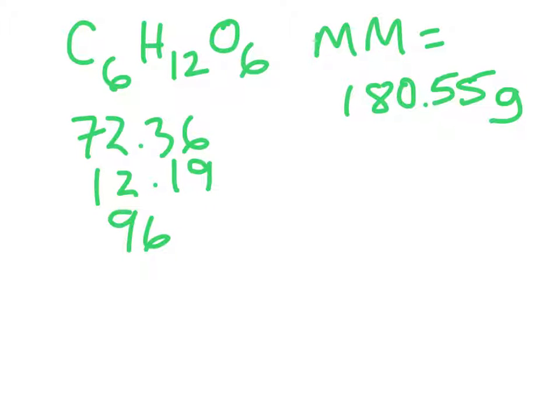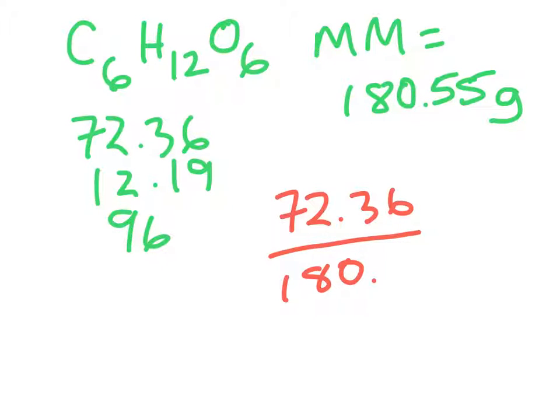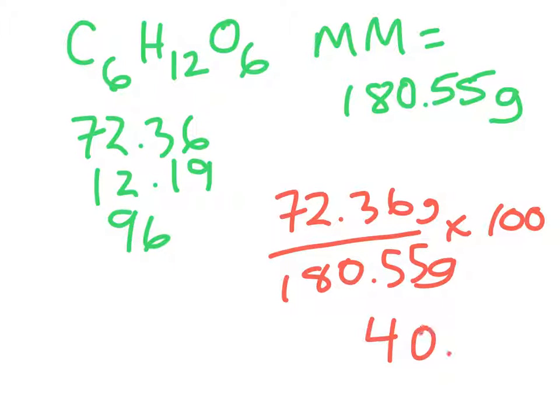So now let's do the mass percent of carbon. It would be 72.36 divided by the total, 180.55. I should put my grams in there. And we multiply it by 100. And go to our calculator, 72.36 divided by 180.55 times 100. And it's about 40.08% carbon. So when I eat my favorite thing, sugar, I'm getting about 40% carbon.